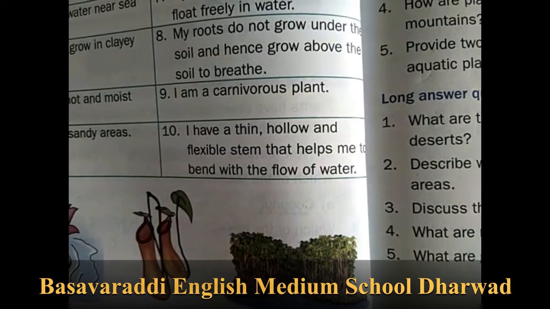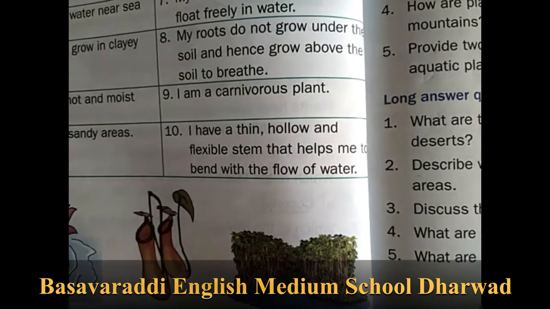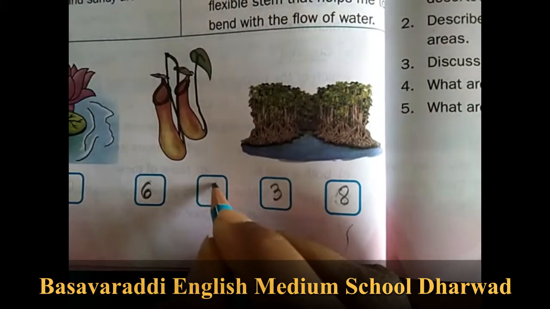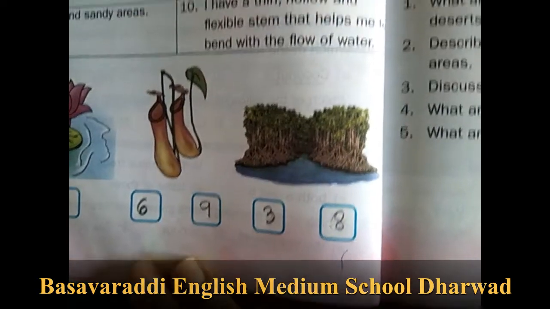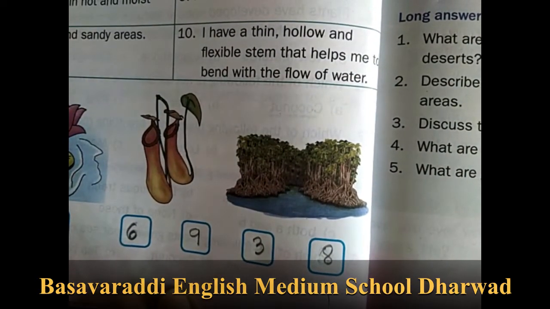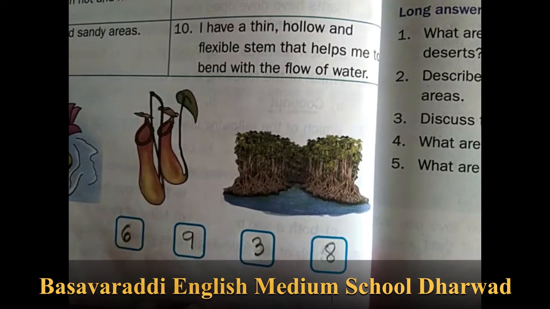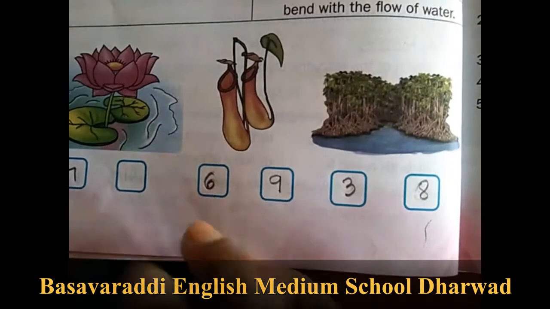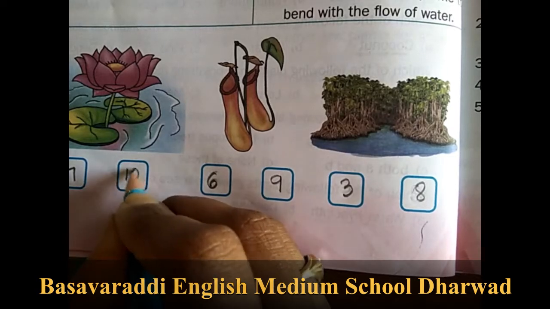I am a carnivorous plant. That is pitcher plant. Okay, 10th one, I have a thin, hollow and flexible stem that helps me to bend with the flow of water. That is lotus.